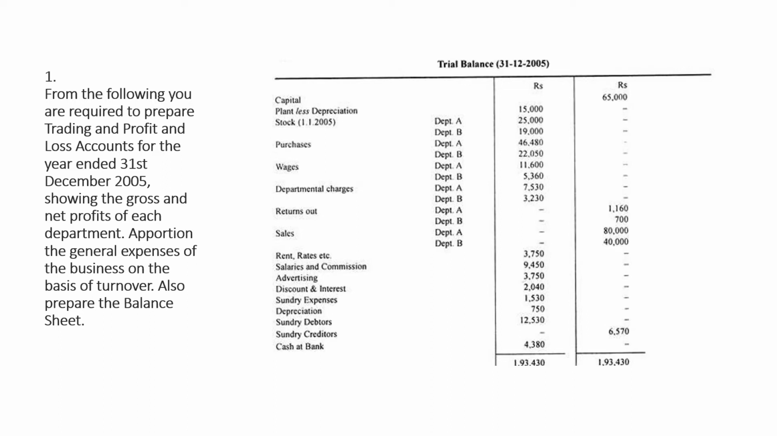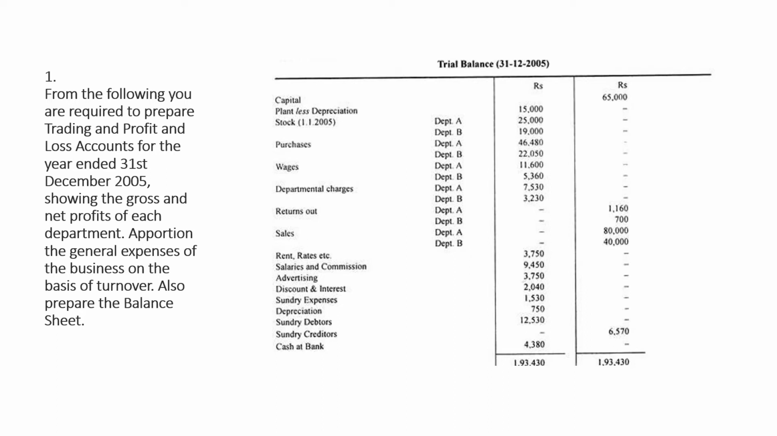Now first particulars, then department A, then department B, then total, then again particulars on the credit side, department A, department B, then total. Now write opening stock 25,000 in department A's column, then 19,000 in department B's column, then purchases, 46,480 in department A's column, then 22,050 in department B's column, then wages, then departmental charges.